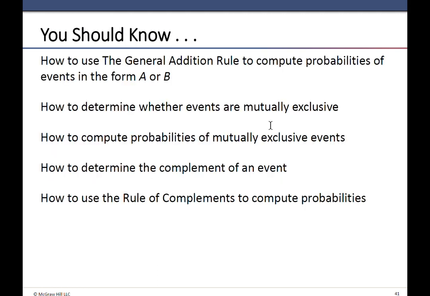So you should know how to use the general addition rule to compute probabilities of events in the form A or B. You should know how to determine whether events are mutually exclusive or not, whether they can occur together or not at all, how to compute probabilities of mutually exclusive events, how to determine the complement of an event, and how to use the rule of complements to compute probabilities. If you have any questions about any of these rules, please let me know.